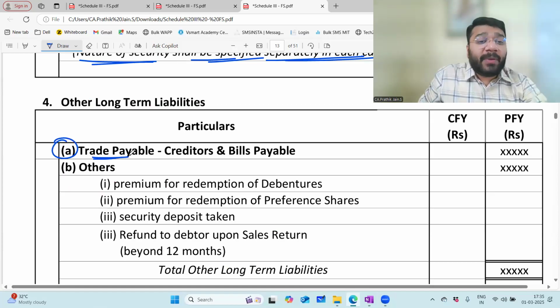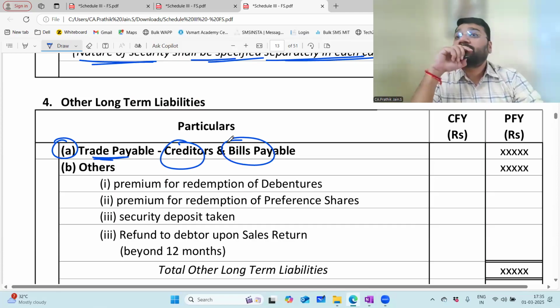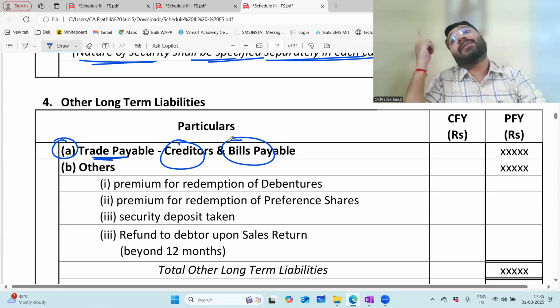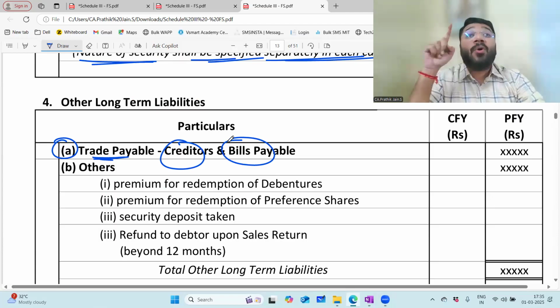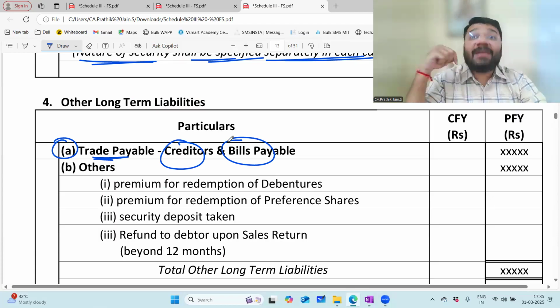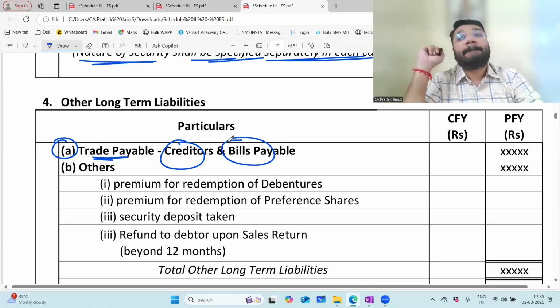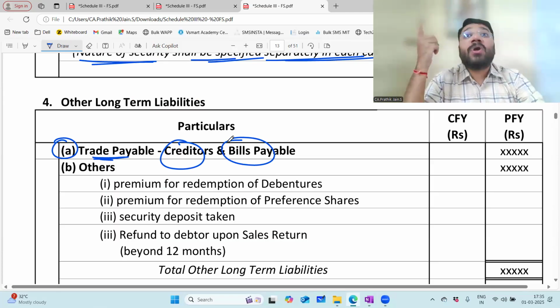First one is trade payable. Means what? The money that we owe to the creditor and the bills payable. And this is called other long-term liabilities. Other long-term liabilities are part of which classification? Non-current liability. What is non-current liability? The money that we have to pay beyond the benchmark date.